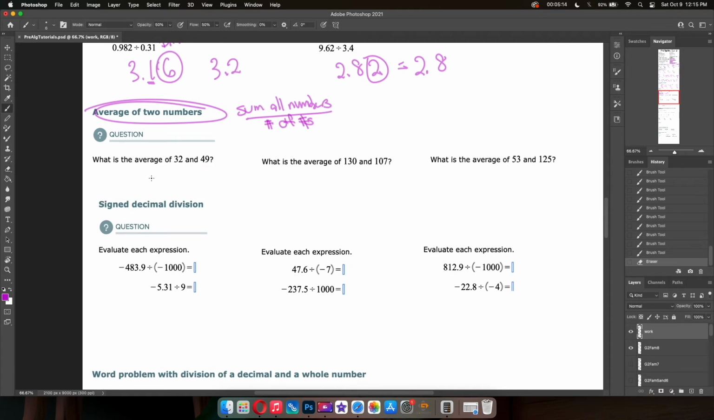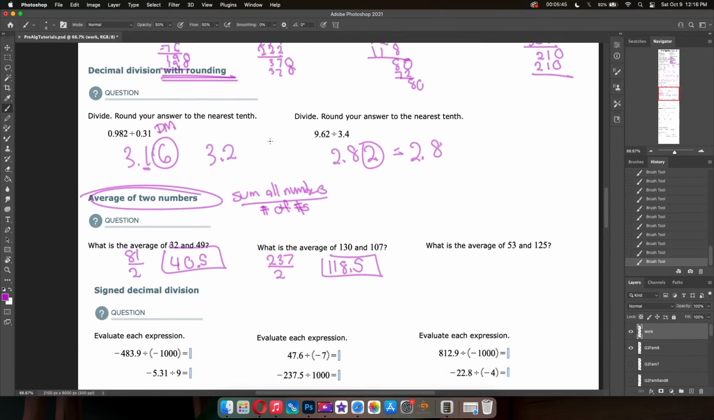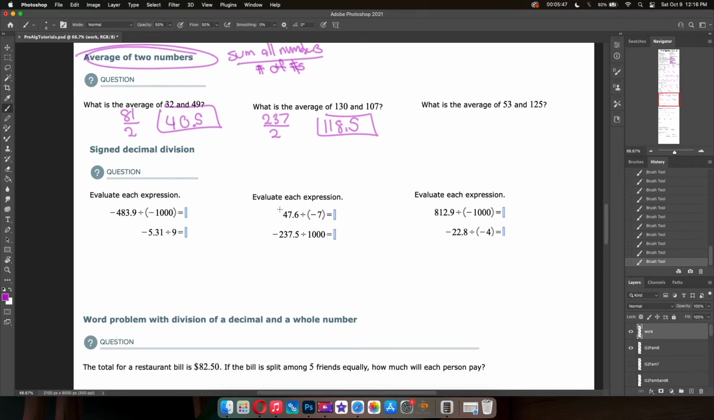So since I have to add them all up, what is 32 plus 49? 81. What's 81 divided by 2? 40.5. What is the average of 130 and 107? So that's going to be 237 when we add them up, divide by 2. So that's going to be 118.5. And now here, again, you've been doing the long division up here the entire time, so this shouldn't theoretically be that hard for you.